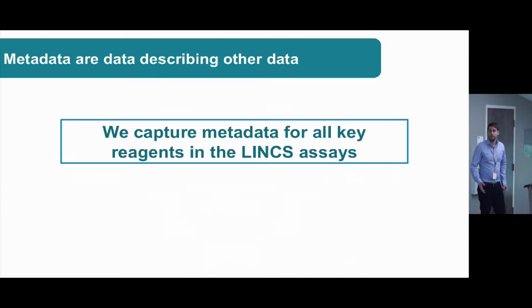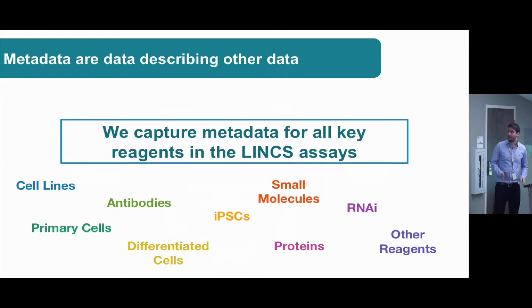So how do we do that? We have done very good annotations of the metadata. So about this, Google gives a very nice explanation: metadata are the data describing other data. And in links, we capture metadata for all the key reagents that are involved in links assays. So we capture metadata for cell lines, for other cells, small molecules, for shRNAs, for proteins, and whatever is left for the other reagents category.